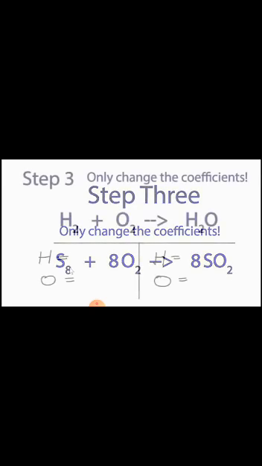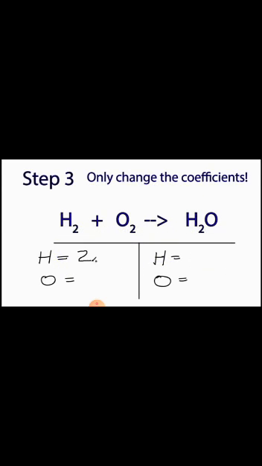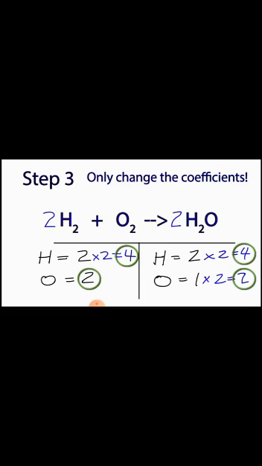Let's try another problem. In this equation we have 2 hydrogens and 2 oxygens, and over here 2 hydrogens and 1 oxygen. I'll put a 2 right here. So 2 times 2 gives me 4 hydrogens, but 2 times the 1 gives me 2 oxygens. My oxygens are balanced now, but my hydrogens are messed up. What I can do over here is put a 2 in front of hydrogen, and now 2 times 2 gives me 4. Now the atoms on each side of the equation are the same. This equation's balanced.